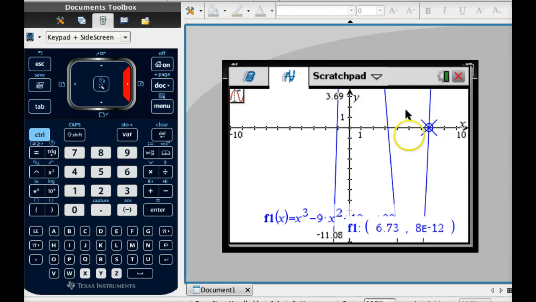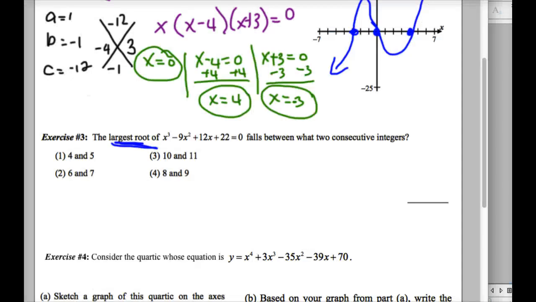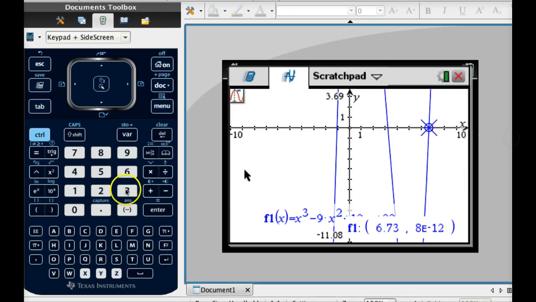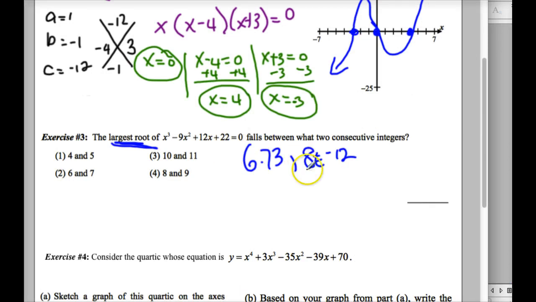It says 0 just now, and it gives you something here. So it tells you that the x value is 6.73, and I know 6.73, so here the point was 6.73, comma, 8e to the negative, whatever this is, we don't care what that is. We care about my x value. What number is 6.73 between? It is between 6 and 7. So your answer is choice 2.